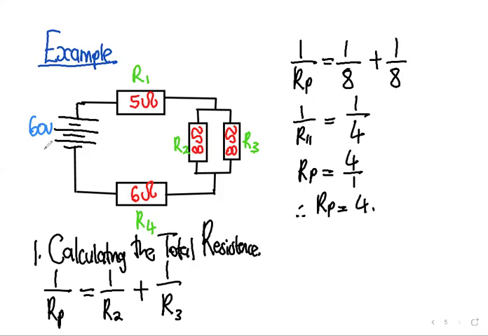But remember, we are looking for the total resistance, which is gonna be R total. It will be R1, which is the first resistor, plus R parallel, which is the parallel combination that includes the second resistor as well as the third resistor, plus R4, which is the fourth resistor.